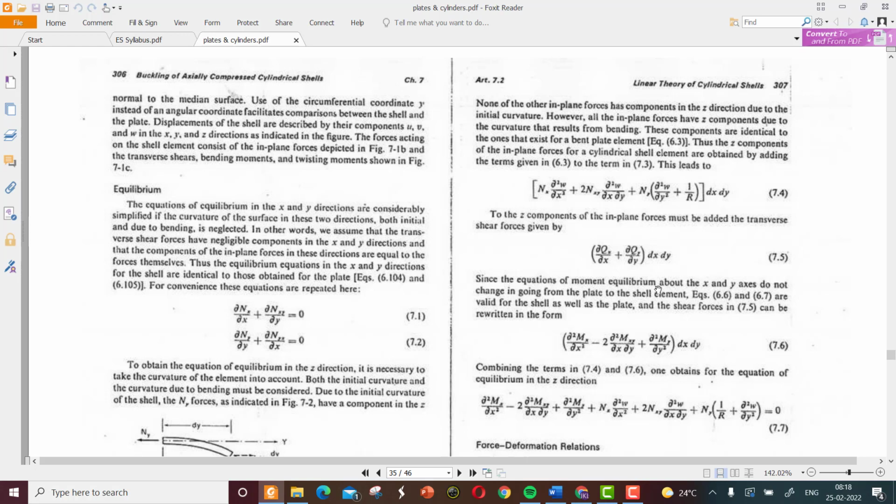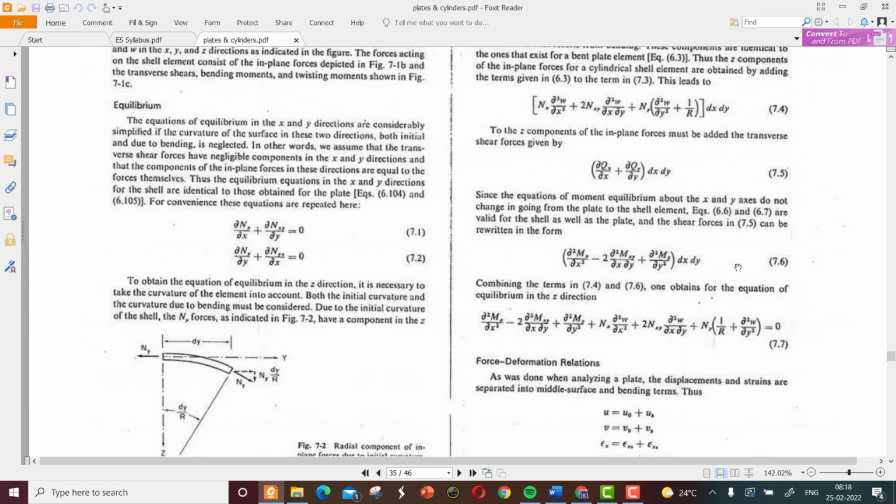So the out-of-plane or transverse forces include the moments as well as the shear forces. Those are described in equation 7.6. Since the equations of moment equilibrium about the x and y axes do not change in going from the plate element to the shell element, equations 6.6 and 6.7, which were derived for the plate, are valid for shells also.